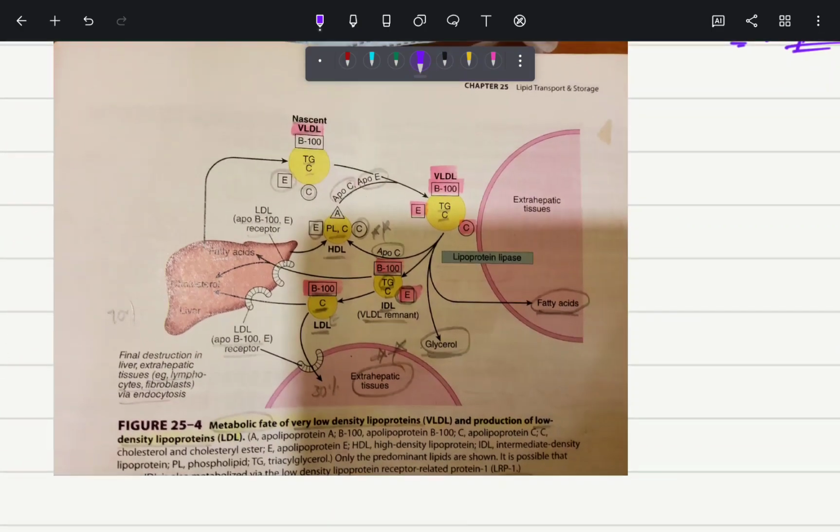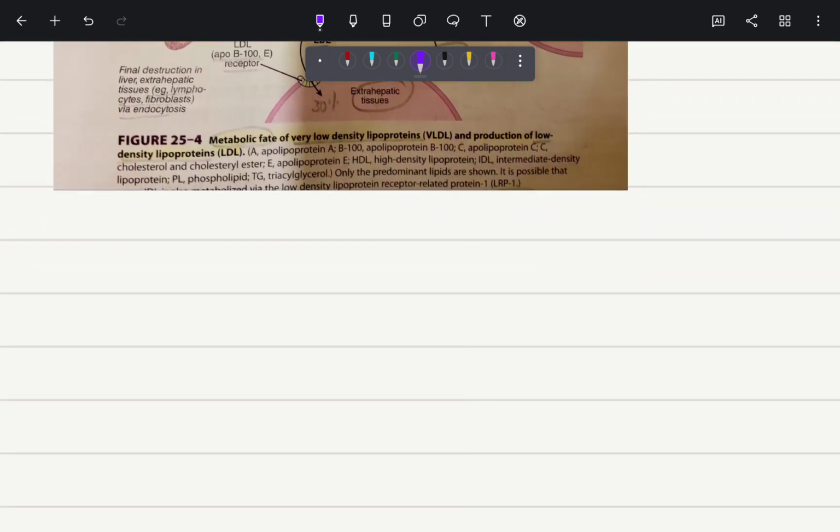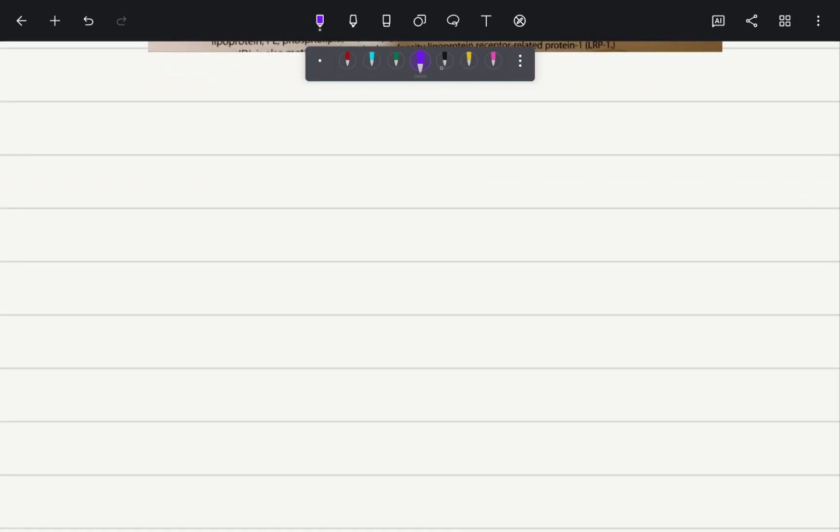Okay, so this is the complex diagram which is taken from your biochemistry textbook, and as you can see here, the metabolic fate of very low density lipoprotein is given. I will try to make it as simple as possible, but this is a very complex thing to understand. This is going to be a long video, so please bear with me. In order to understand this, we have to draw the structure of very low density lipoprotein.